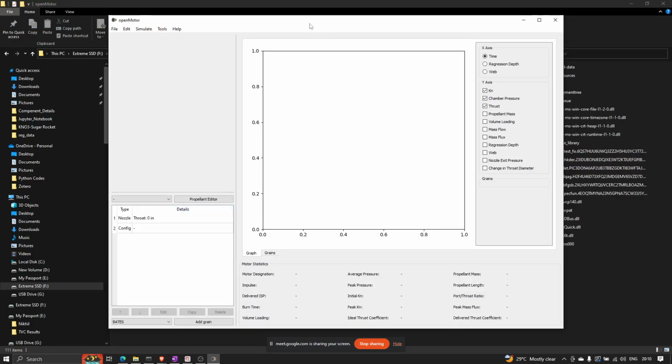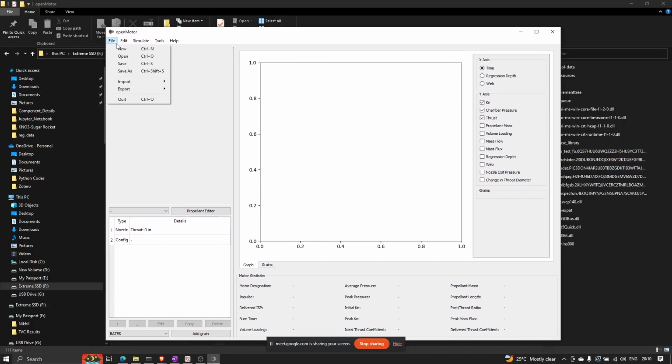So this is a tool that is used to design a rocket engine. You can design solid rocket motors. There are different types of propellants that you can use. So say, let us use a sugar and sucrose rocket.